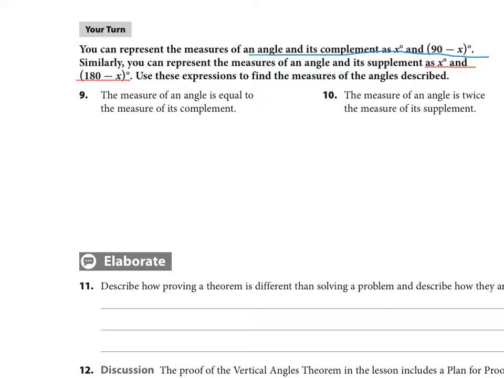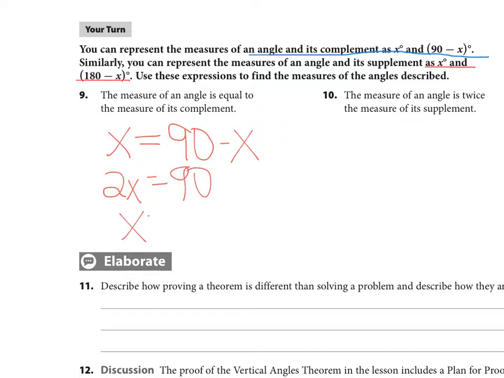So it says the measure of an angle is equal, okay, I'm just going to write that. The measure of an angle is equal to the measure of its complement, 90 minus x. And when you solve for x, you get 45 degrees, okay? And the measure of its complement is 45 degrees also. Now I am going to go ahead and move on to 4.2 because there's only a few things in 4.2.